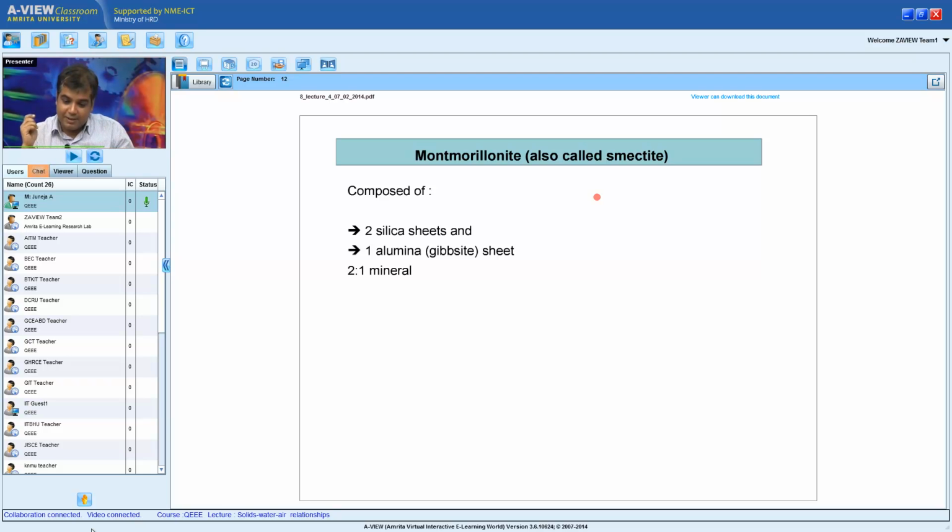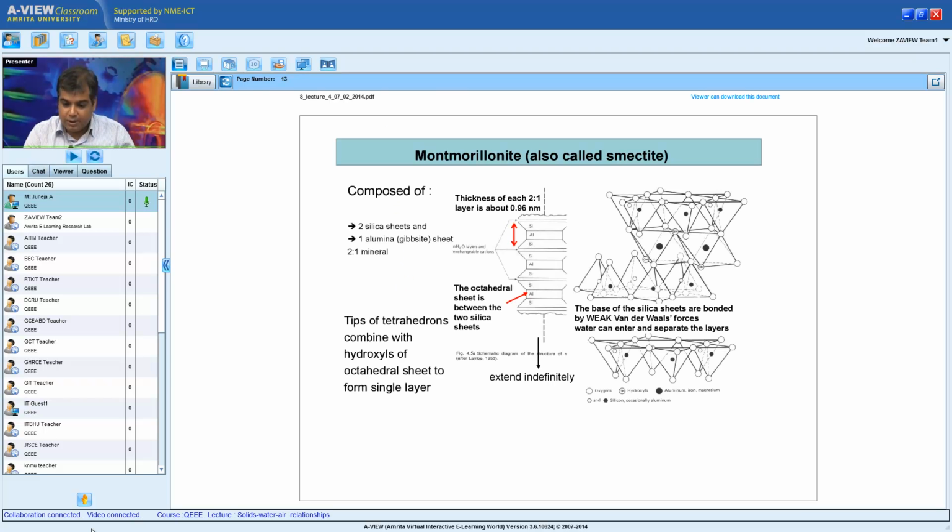Okay, it consists of 2:1, so it's a 2:1 clay mineral. It has two silica, the four-sided figure, and one alumina, that's the rectangle for us. So it has one alumina and two silica sheets, so it's called 2:1. Look at this in detail. I hope you can see this figure.